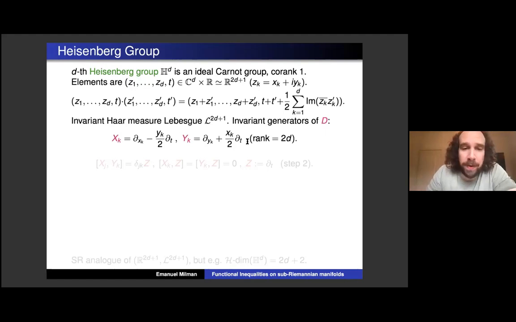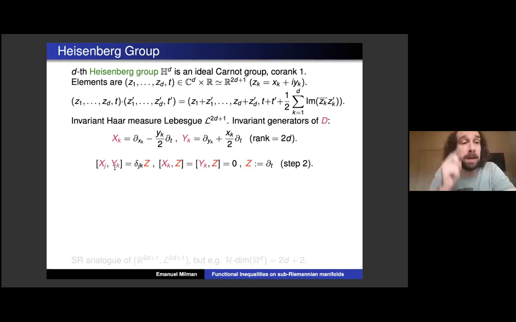Let's check that Hörmander's condition is satisfied. It's immediate to compute that if you take the Lie bracket of X and Y, you're going to get Z, the vertical direction. And after that, you've already spanned everything, right? We just had to find one additional direction to span the entire tangent space. Okay, so this is what is called a step two Carnot group, because you just needed to do two steps in order to span everything. Sometimes you need to do more steps.